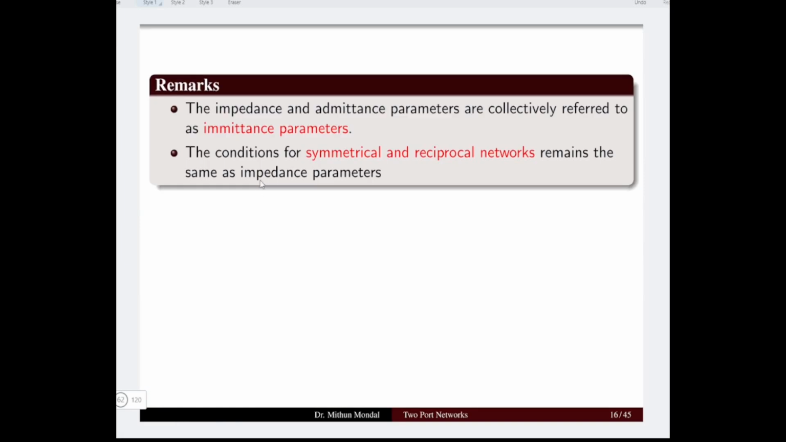Certain remarks which relate it with the impedance parameters: the impedance parameters, that is the Z parameters, and the admittance parameters, that is the Y parameters, are together collectively referred to as immittance parameters. Second, the conditions of symmetrical and reciprocal network that we have discussed in the impedance parameters topic remain the same as we discussed in the previous lecture.